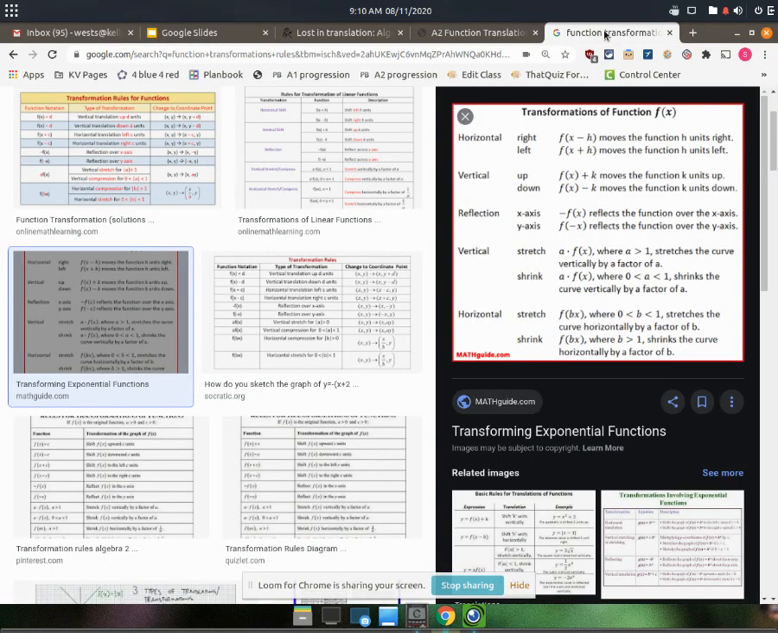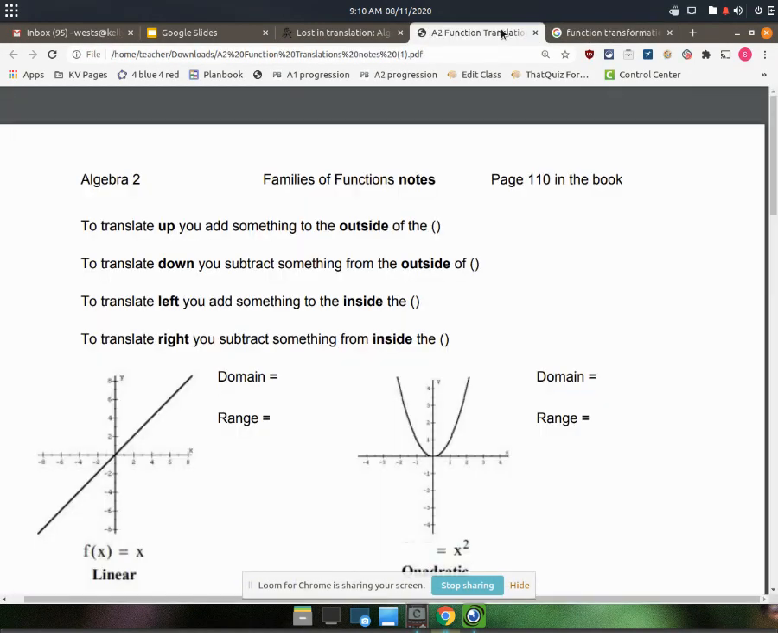All right, so in this video, we're going to be looking at how to translate a function up, down, left, or right. If you look back at the notes we had on families of functions, you see here, if you want to translate something up, you have to add to the outside of the parentheses, down on the outside. If you want to move it left or right, you have to do stuff to the inside of parentheses, all right? The inside is always counterintuitive.